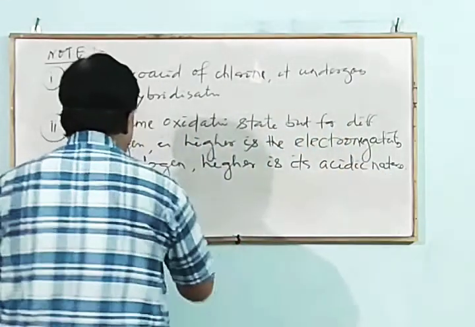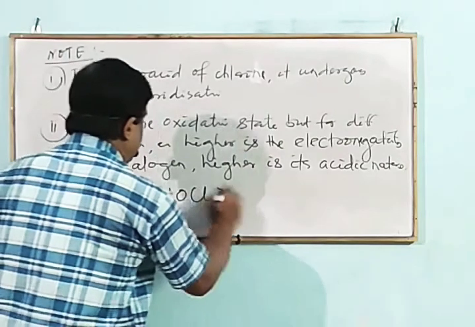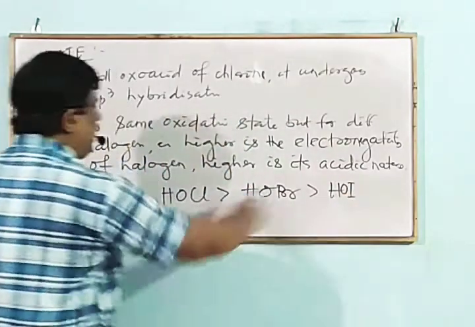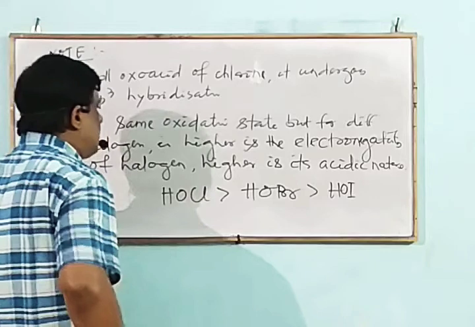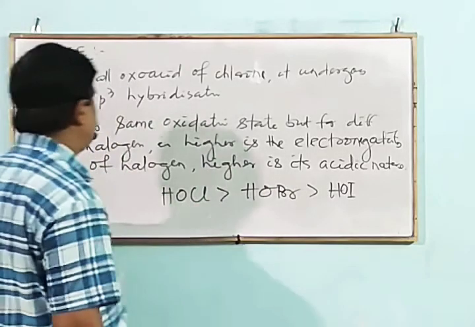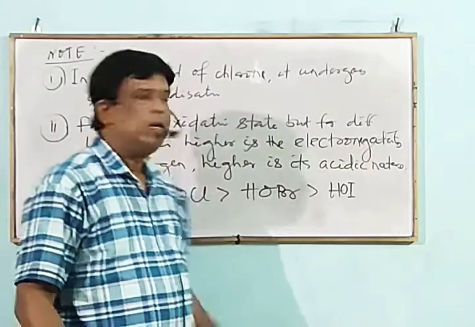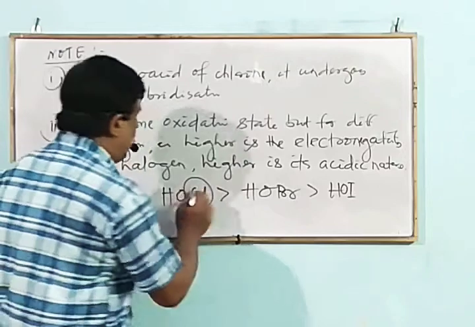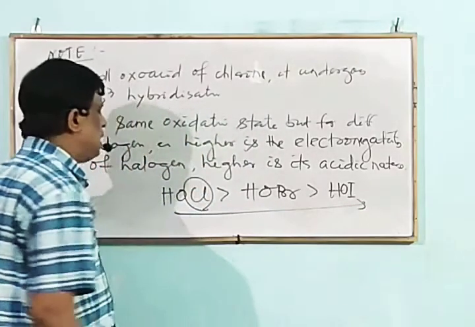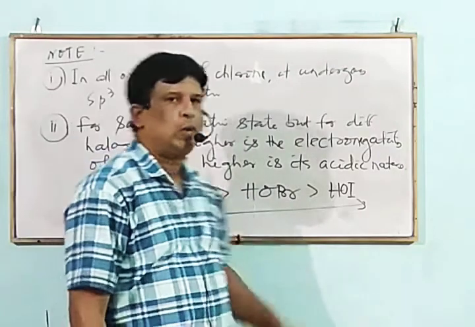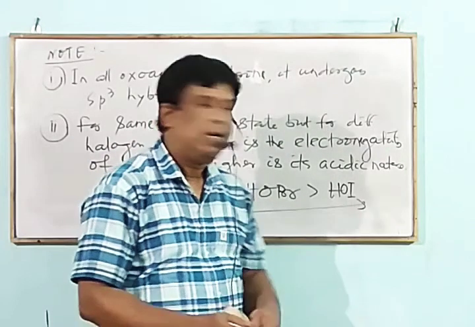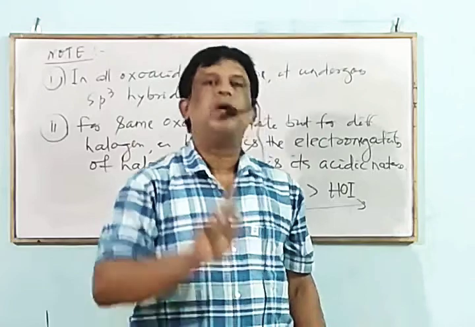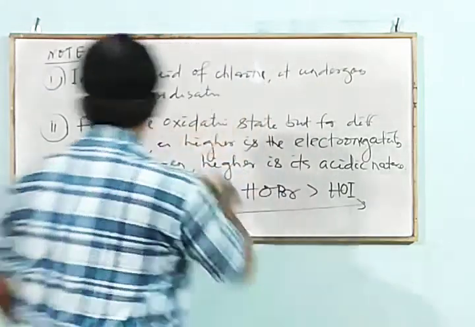For example, HOCl greater than HOBr greater than HOI. Mark that. In each case, the same oxidation state, that is +1. But if the same oxidation state and different halogen, the higher the electronegativity, the higher the acidic nature. So acidic nature gradually decreases as HOCl, HOBr, HOI. Next point: here the oxidation state is the same, halogen differs. Next is halogen same, oxidation state differs. Mark that.